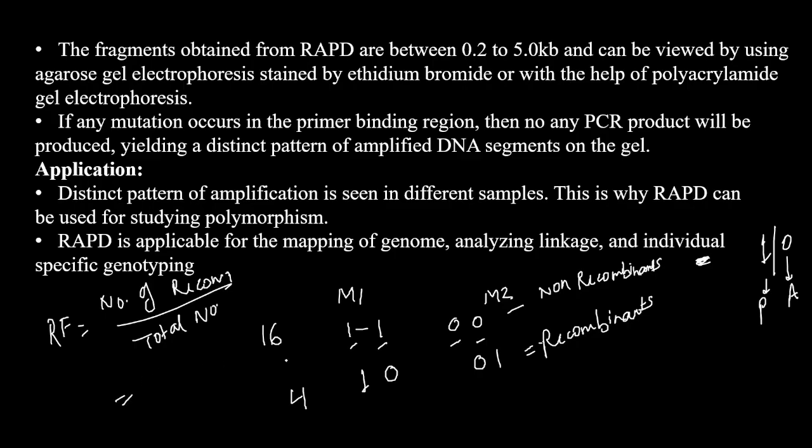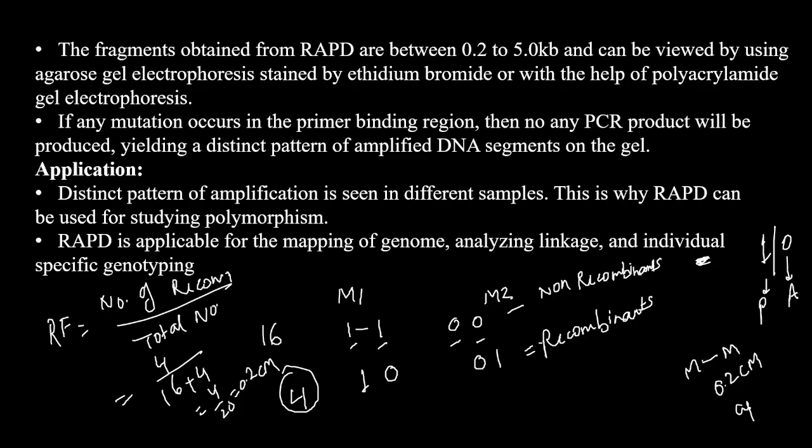So number of recombinants, how many? 4. Total number is 16 plus 4. So 4 by 20 means 0.2 centimorgan. It means marker 1 and marker 2 are present in this population. It should be like 0.2 centimorgan apart.